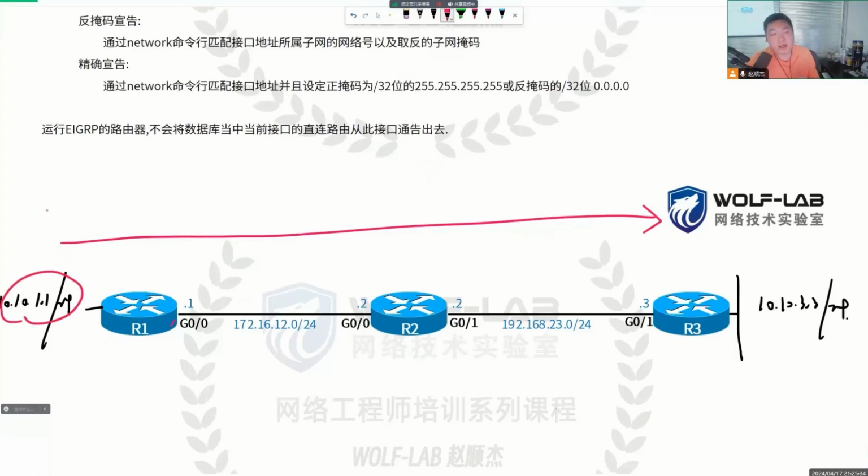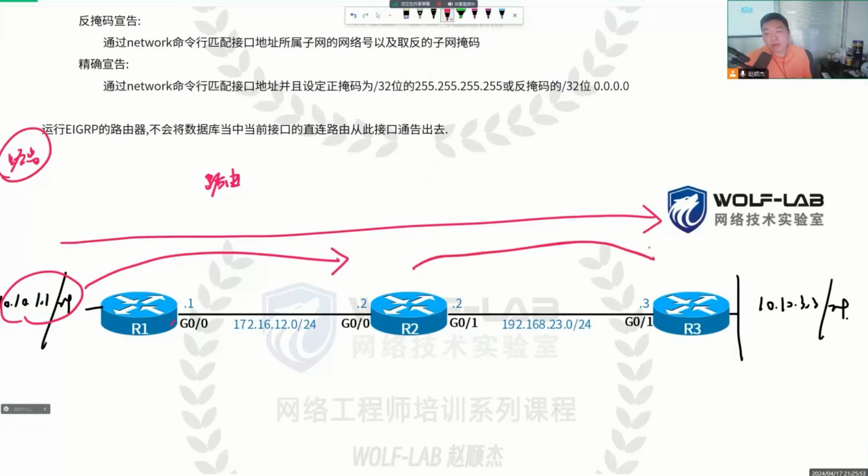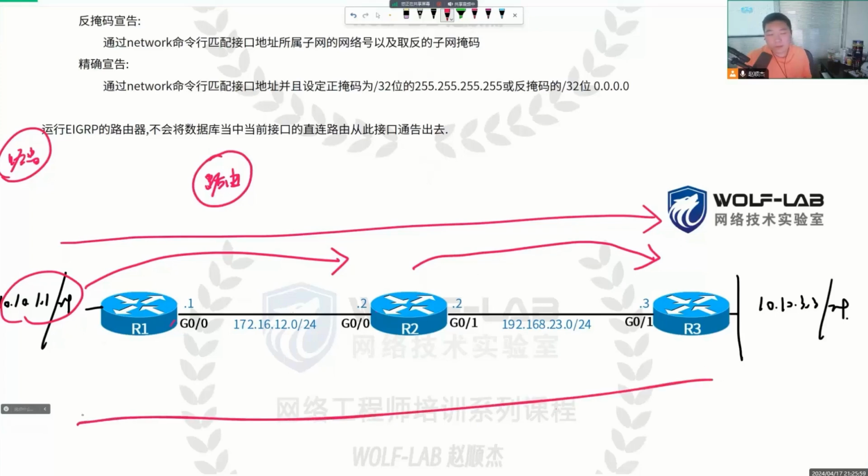The first direction is called the direction of route transmission. For example, R1 has 10.10.1.0. Two directions specifically refer to the distance vector routing protocol. One direction is called the direction of route transmission: R1 tells the route to R2, R2 tells the route to R3. This is the direction of route transmission.